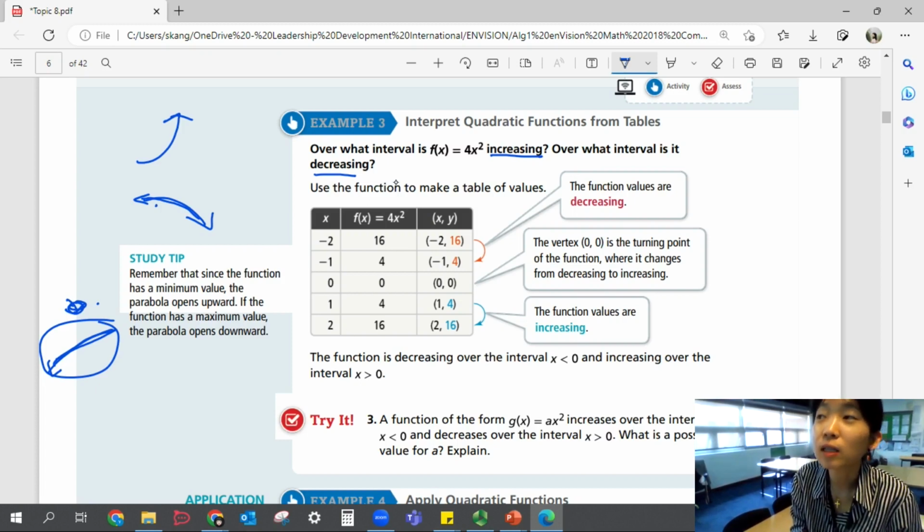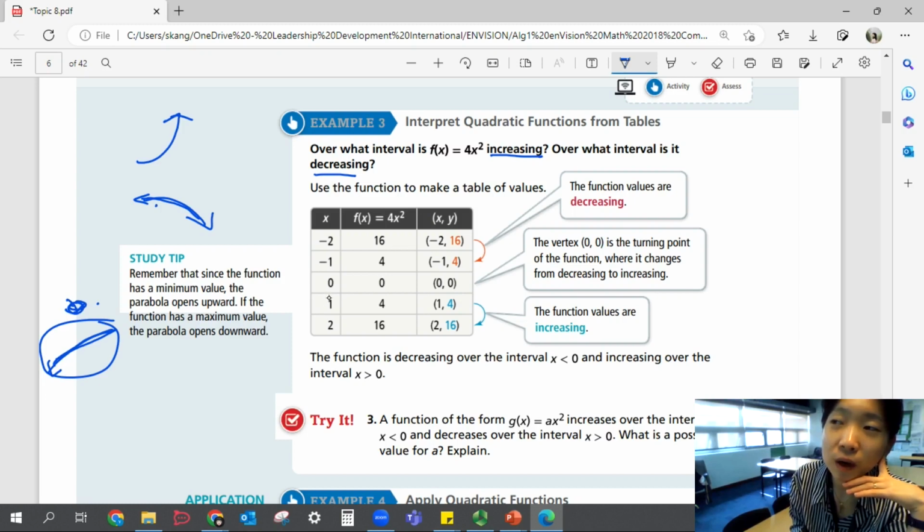Let's look at the function 4x squared. You're going to make a table of values so that you can have some points to consider. So pick some random points, okay? When x is -2, y is 16. 4 times (-2) squared would be 16. When x is -1, y is 4.